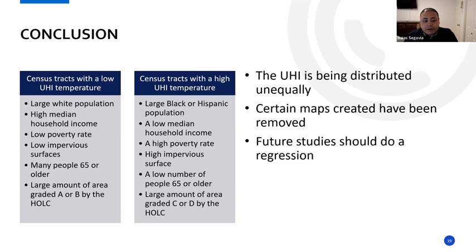Some of the maps that were created in this study have been removed. The UHI distribution for the Asian population, the population under 5 years of age, those that are living in poverty below 125 and 200%, and canopy cover have been removed because they didn't show that much information to visually assess how the UHI is being distributed.